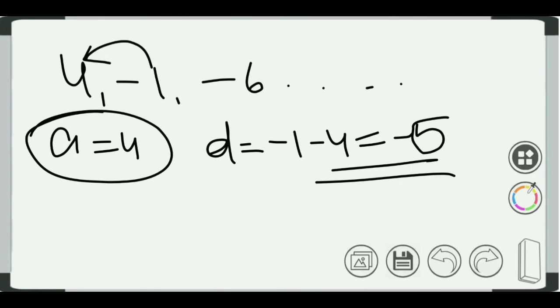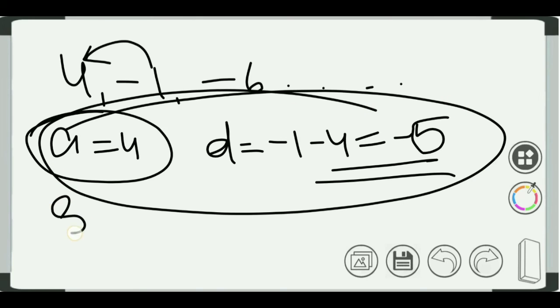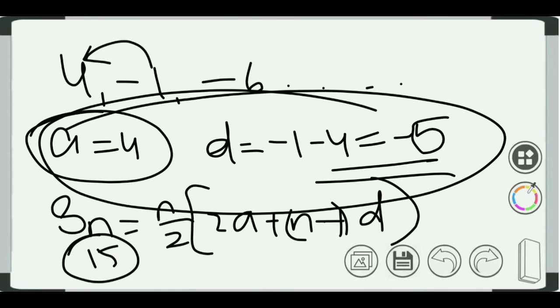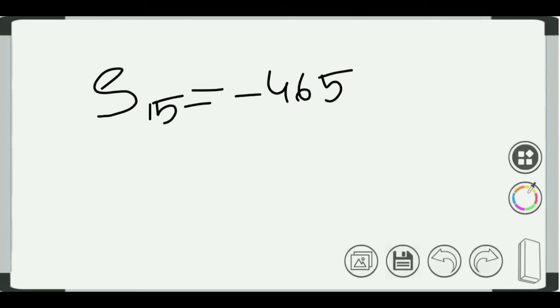Same way, put these values in the Sn formula. Sn is equal to n by 2 into 2a plus n minus 1 into D. Give the value of n as 15 because we need to find 15 terms. n is 15, a is equal to 4, D is equal to minus 5, and find the value of S15. At last you will be getting S15 is equal to minus 465. This is your answer.